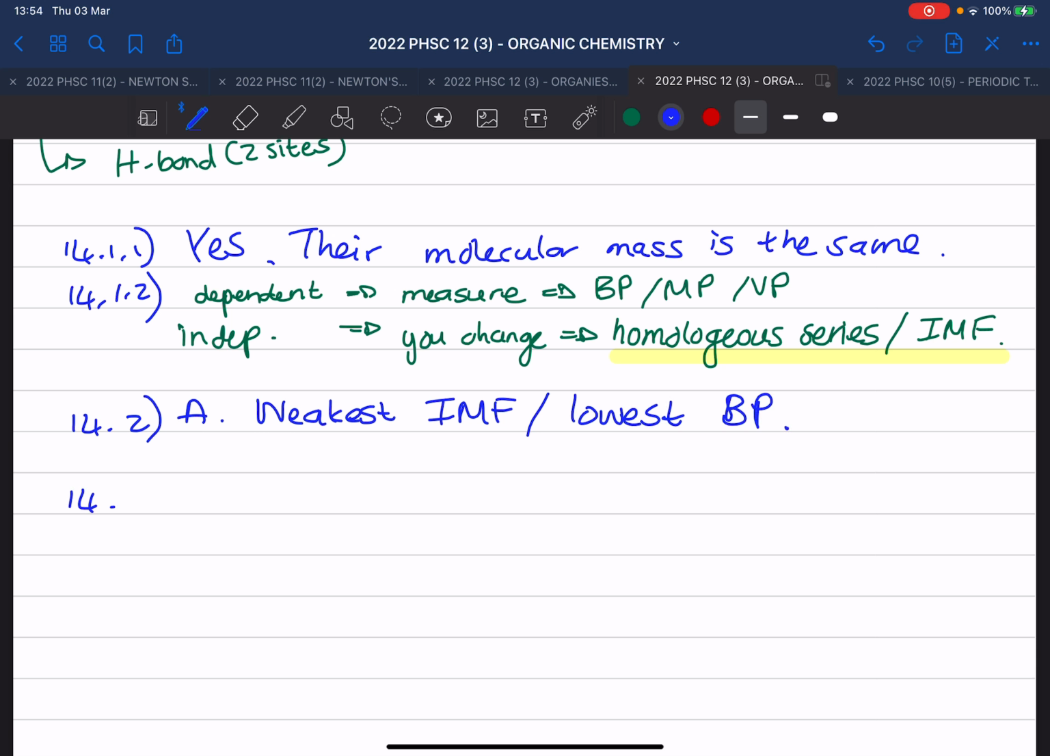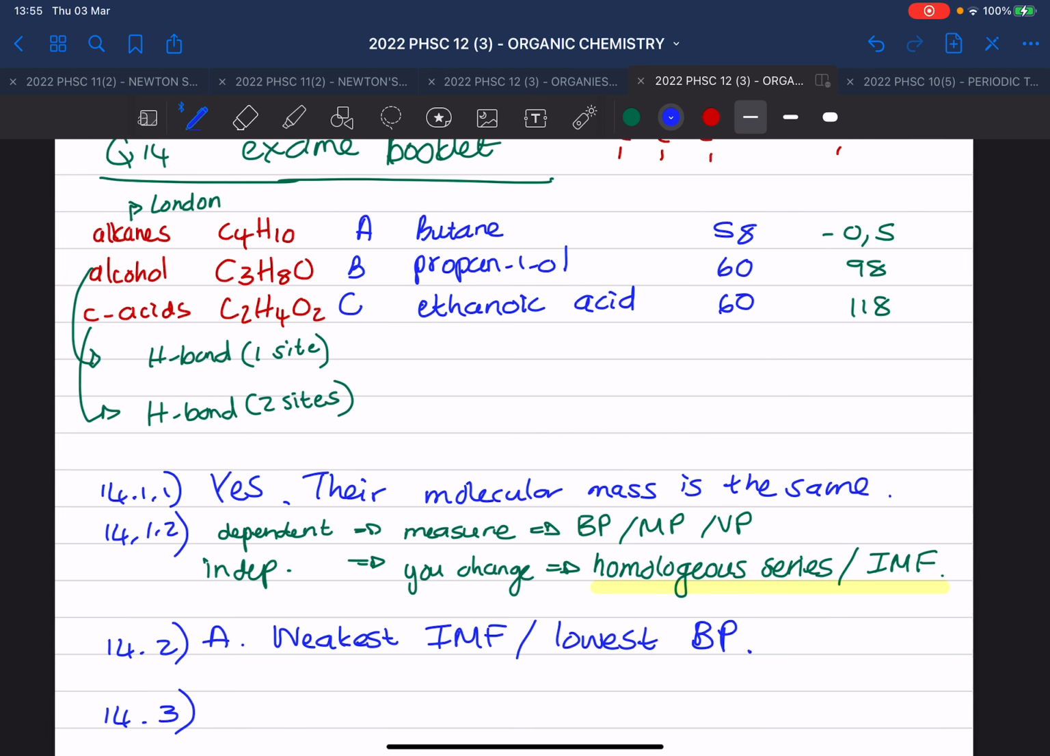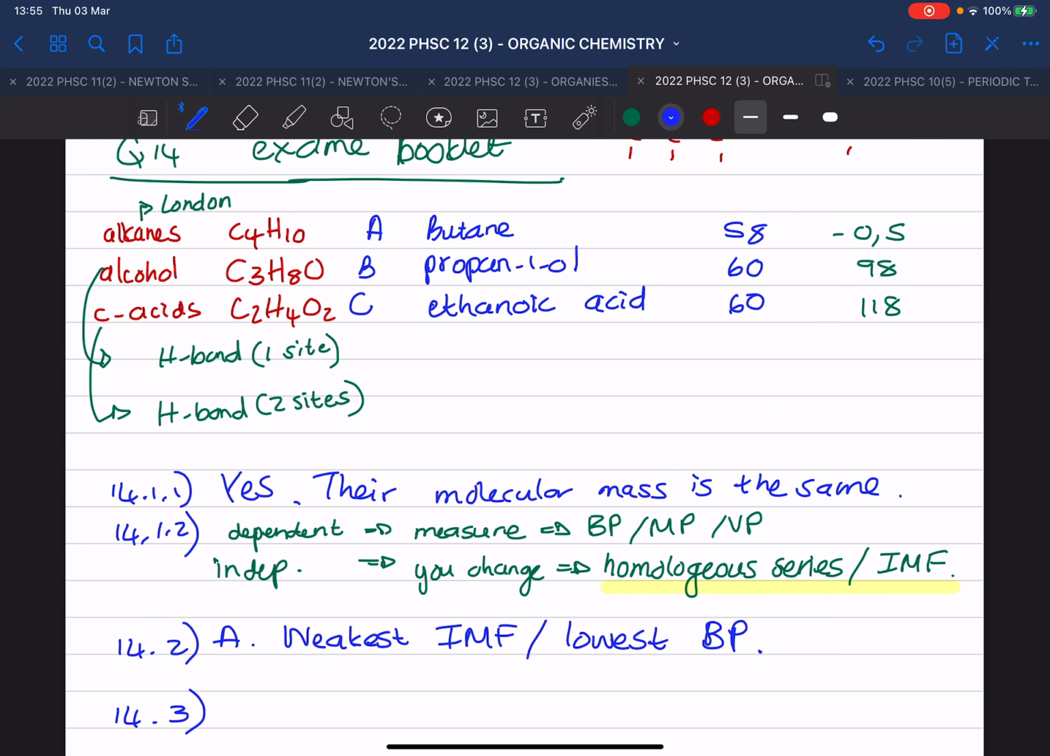Okay. 14.3. Refer to intermolecular forces in each compound and fully explain the trend in boiling point as shown in the table. Okay. Now the reason this one counts 5 marks and not 3 or 4 is because they want you to explain each one. So you must explain butane and propanol and ethanoic acid. You can't just compare 2 with one another. You must compare all of them.